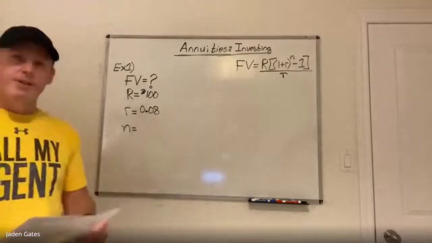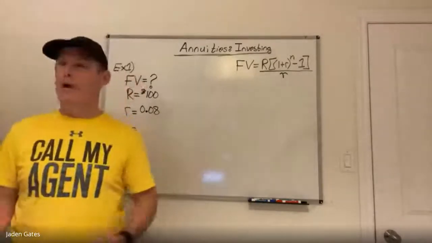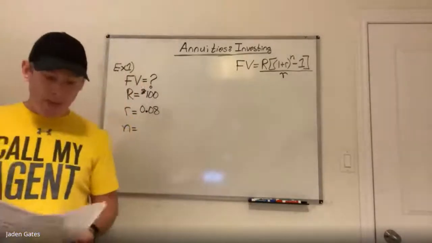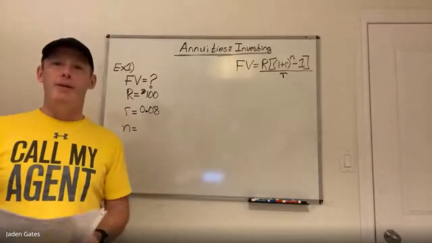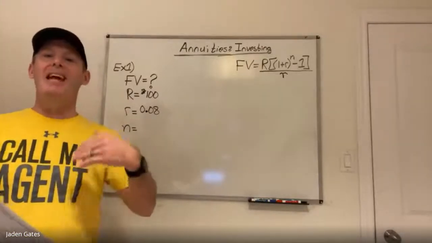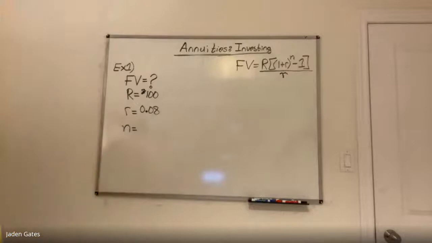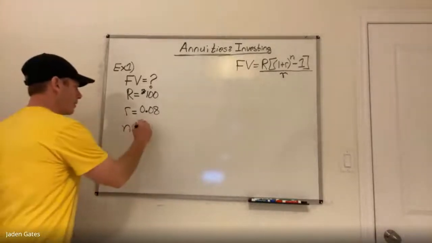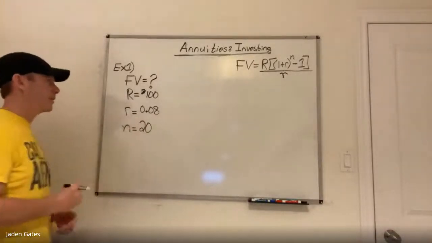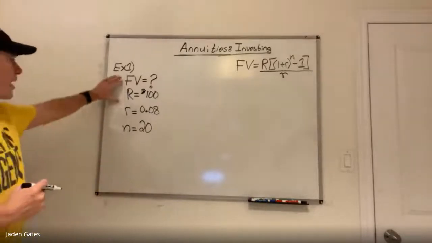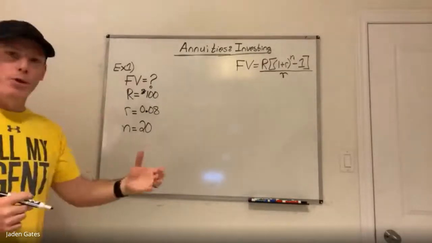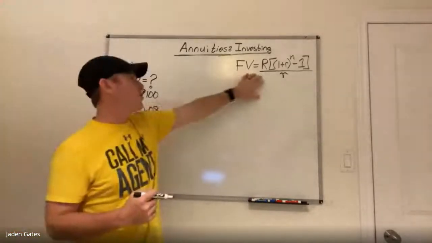Now, n is the number of payments or the number of compounding periods. Same thing. Now, we are making a payment for 20 years at the end of every year. So in total, we're going to make 20 payments. All right, so now I have my variables. So what I'm going to do now is substitute into my annuity formula here.